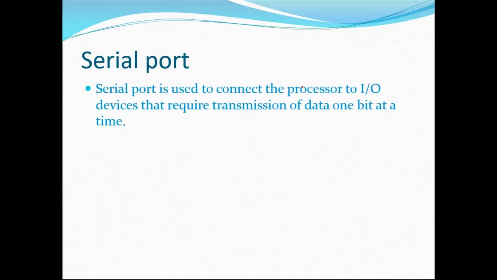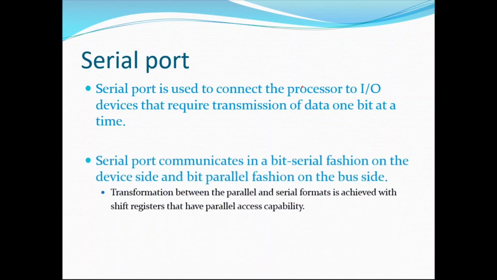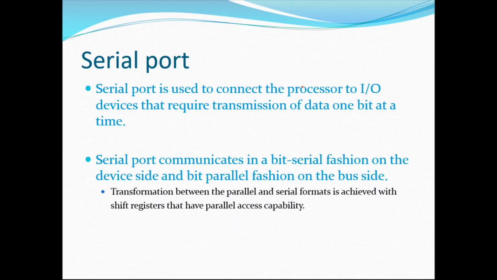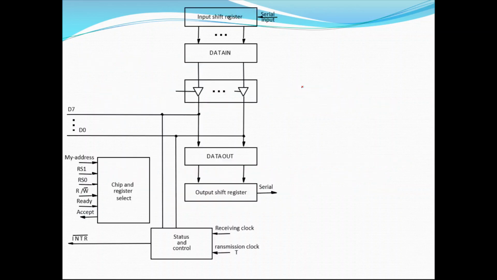Now let us see how the serial port works. As we know, a serial port is used to transmit one bit at a time. So when the CPU is writing to a serial device, the CPU writes in a parallel way, which should be converted to serial and then transmitted to the device. Similarly, when the CPU wants to read something from the serial IO device, the device will send the data in a serial fashion, but it should be converted to parallel and then sent to the CPU. That will be done by using a shift register.